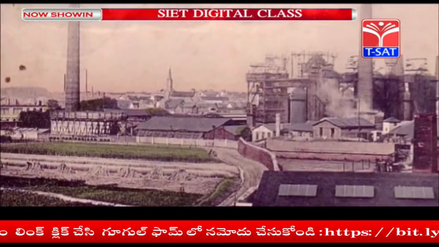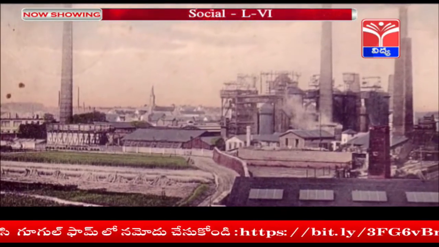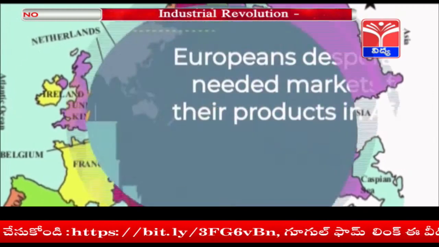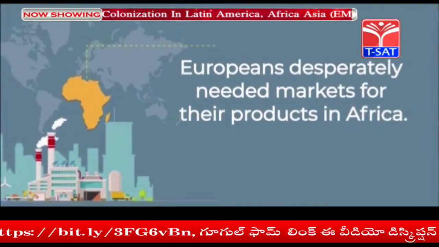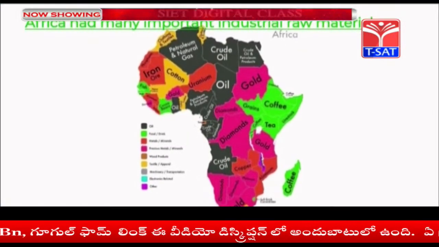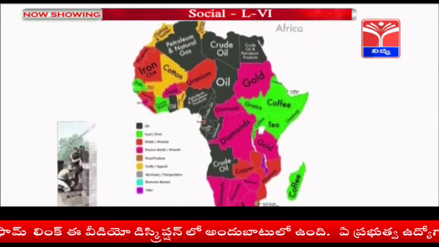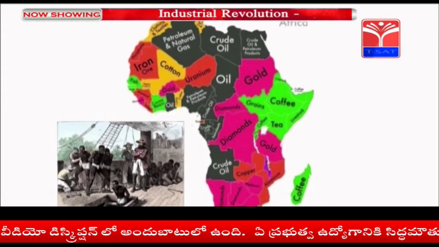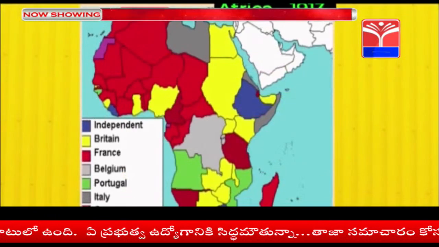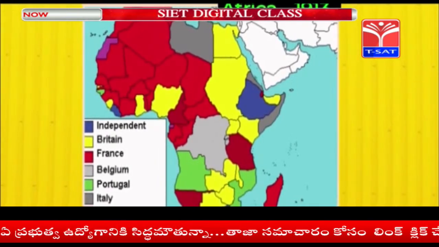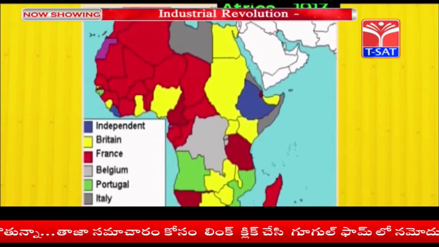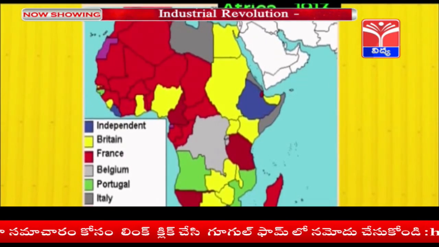After 1850, industrialization increased in different countries of Europe like England, France, Belgium, Germany, Italy, etc. They desperately needed markets for their products in Africa. They now realized that Africa had many important industrial raw materials to offer like copper, tin, rubber, palm oil, cotton, tea, cocoa, etc. Africa was the only continent with large population and natural resources which was left for Europe to colonize. Look at the map of Africa in 1913 to see the extent of colonial possessions of the European powers in Africa.